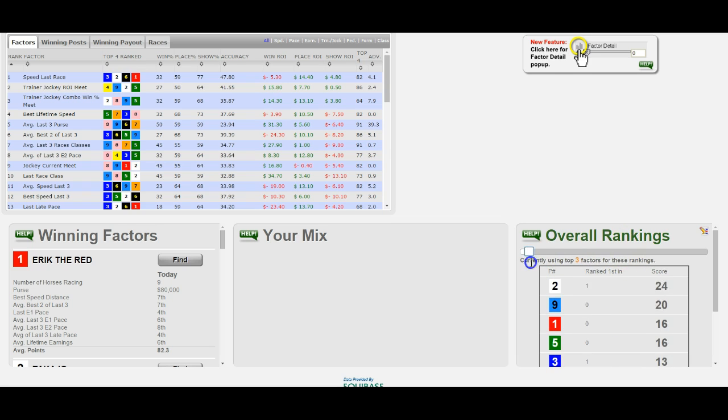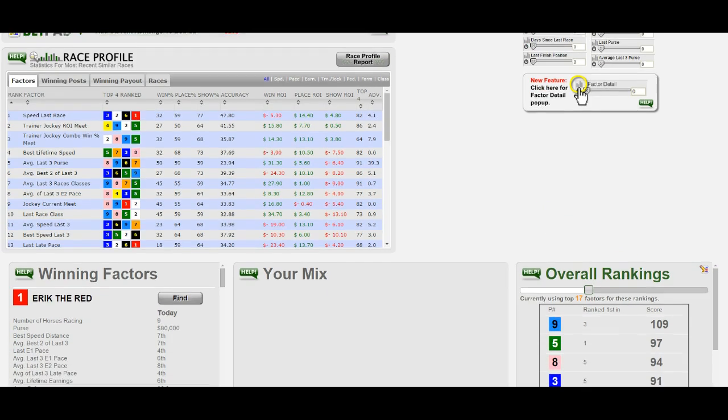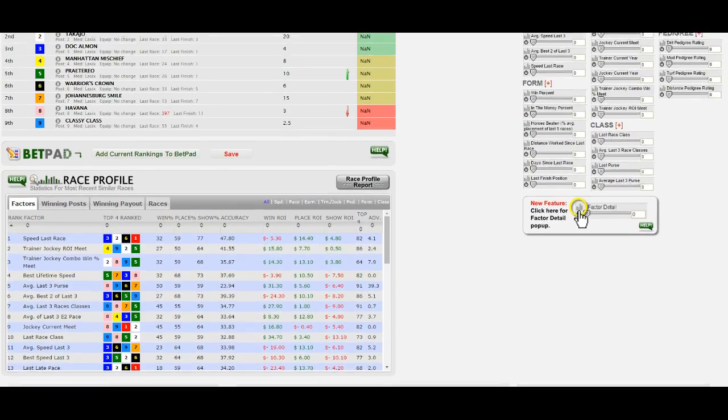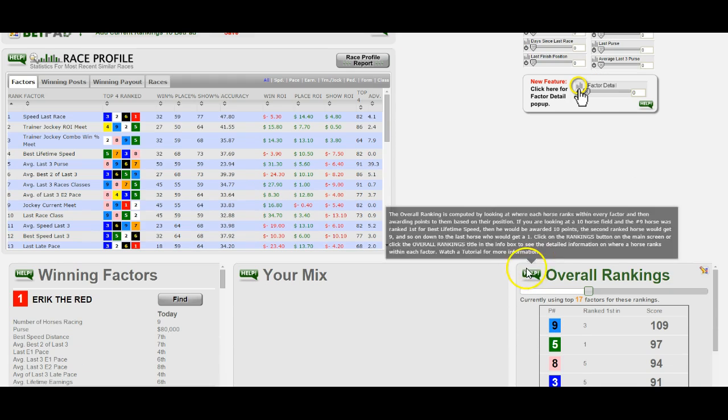How many horses show up from 1 to 45 or from 7 to 15 or whatever range you want to look at. All that stuff's very important to kind of evaluate the race. You can use this in conjunction with your mixes. As you have a mix for this race, you can compare the rankings here to the rankings in your mix.